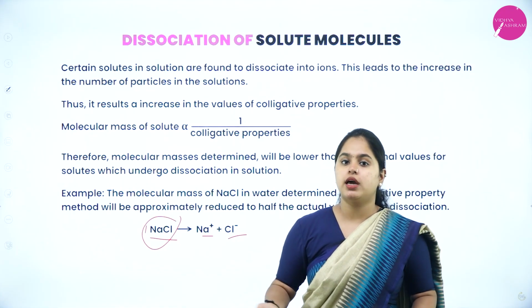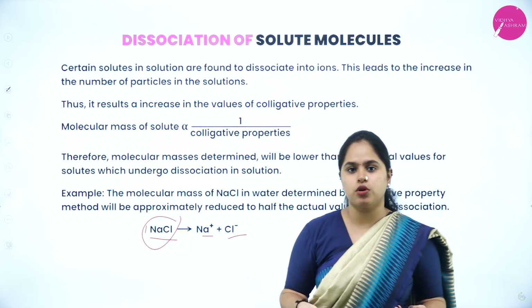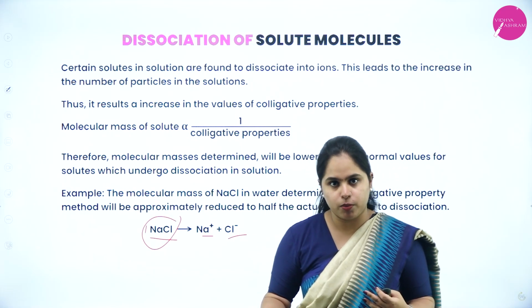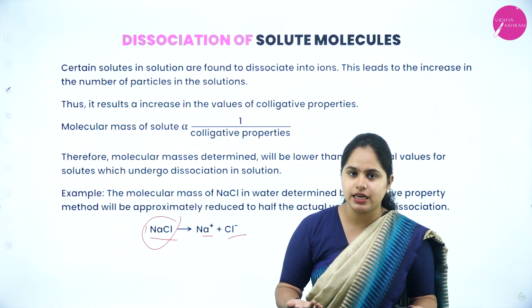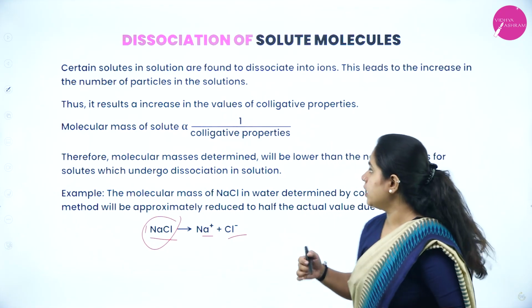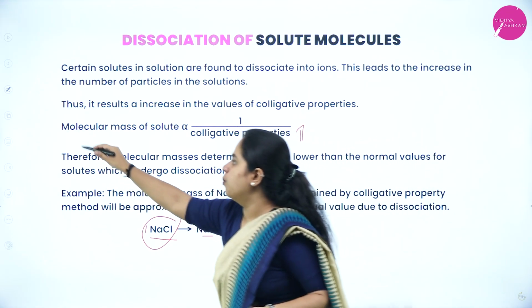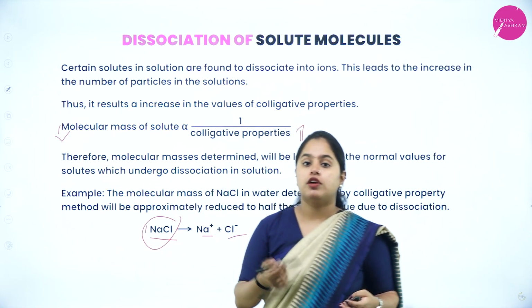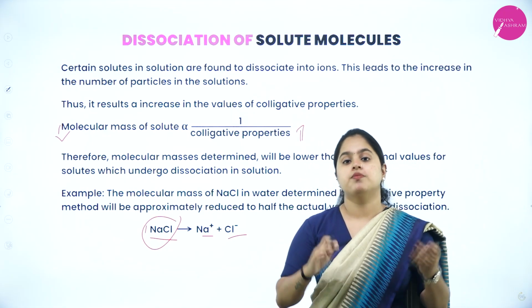So during dissociation, the number of particles increases. If the number of particles increases, what happens to the colligative property? The colligative property depends upon the number of moles of solute, so if the number is increasing, the colligative property increases. That means the molar mass decreases. So if the solute particles in a solution are undergoing dissociation, what happens?